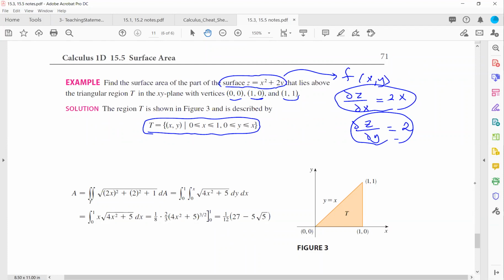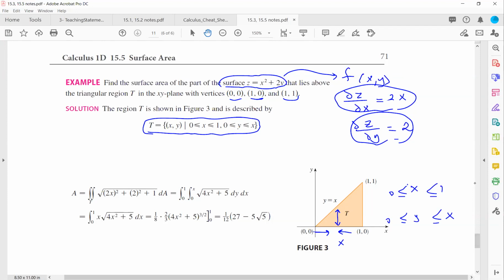To find the region, you have to use intermediate algebra and write the equations of the lines. So your x ranges between 0 to 1. This is my x. My y is changing between 0 to the line y equals x. So your y is a variable. X is between 0 to 1, and y is between 0 and x.